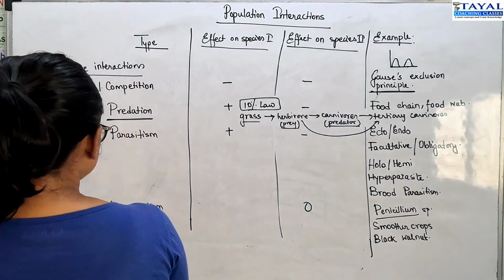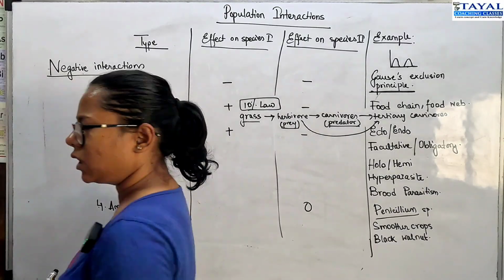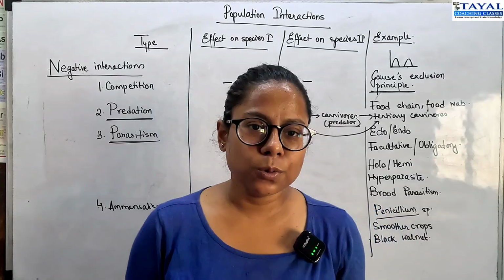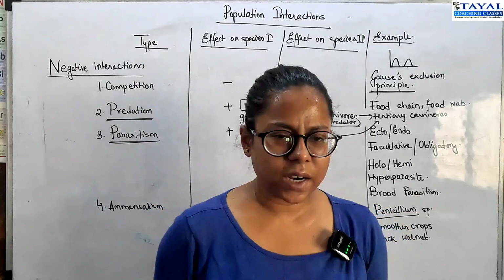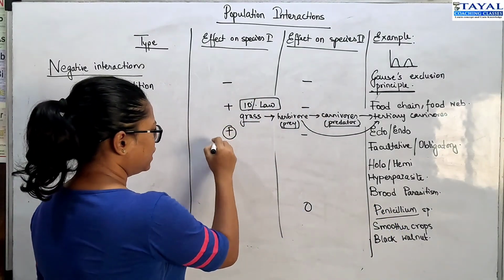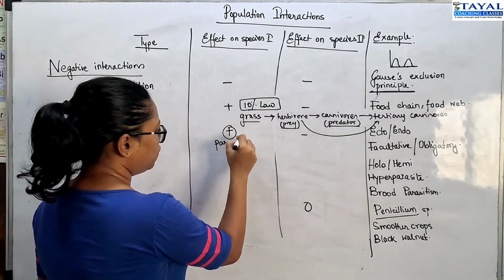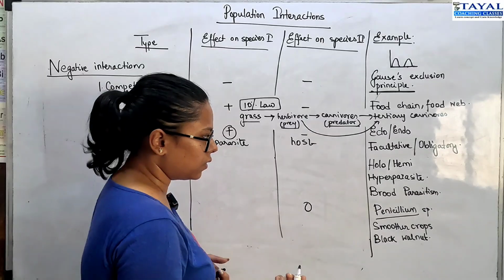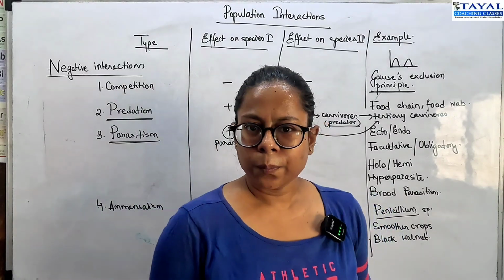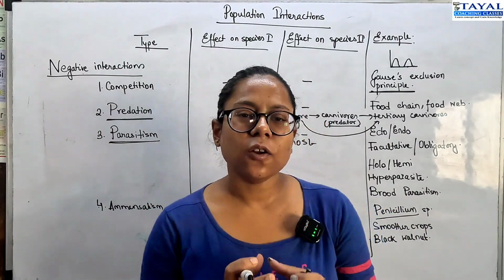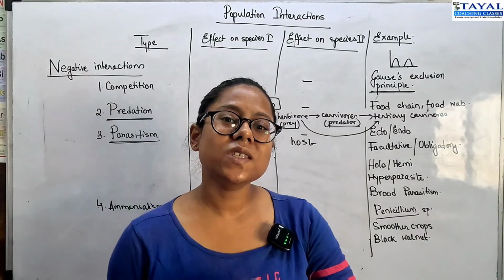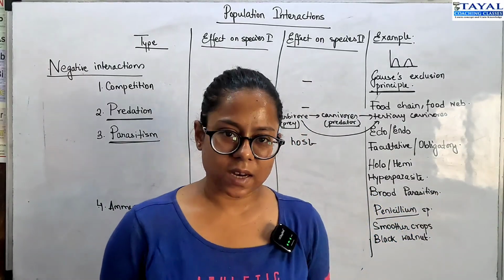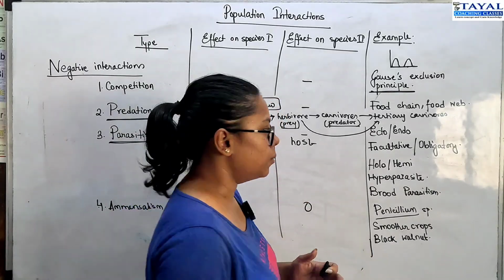Moving on, we have parasitism. Again, a term that we commonly use. We are very used to this term, right? So in parasitism, obviously the parasite is positively affected, whereas the host is negatively affected, correct? It's a kind of interaction when one organism lives inside or outside the system of another organism and derives nutrition from that organism, while causing harm.